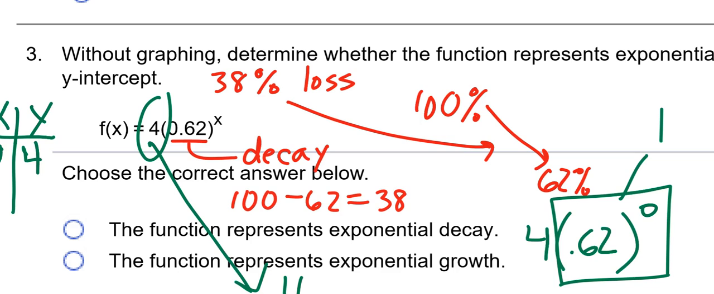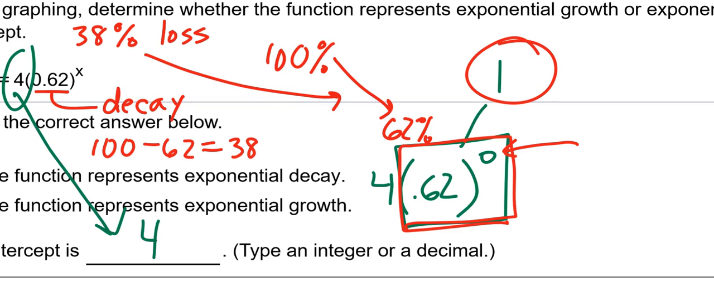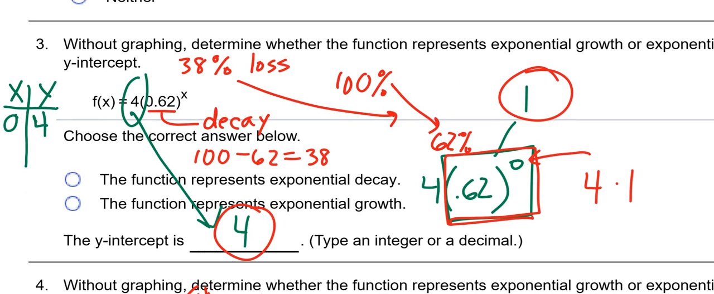Now, this question also asks me for the y-intercept. How do we find every y-intercept in the universe? What do we plug in for x? 0. And what is 0.62 to the 0 power? Anything to the 0, folks, is 1. At least you were thinking. I like the fact that you were thinking. So what is 4 times 1?